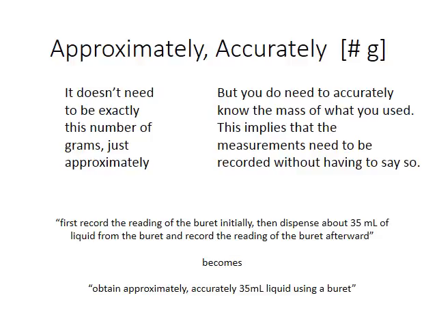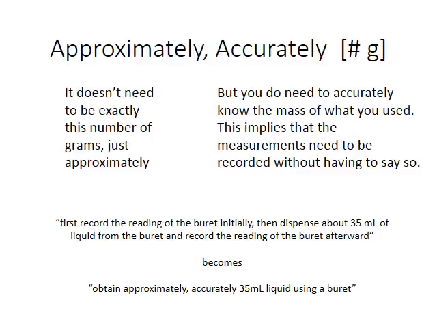Okay, this "approximately accurately," and it could be grams, so it's like approximately accurately 5 grams or approximately accurately 35 milliliters. The approximately part means it doesn't need to be exactly this number of grams, just approximately. So a lot of times when we say, obtain 3 grams, it might really be 2.8, and it might really be 3.2, and that's okay. And then the accurately part of this phrase means, but you do need to accurately know the mass of what you did use. So this does imply that you had to have taken measurements and recorded them without actually having to say, take the measurement and record it. It sort of takes care of it all in one swoop.